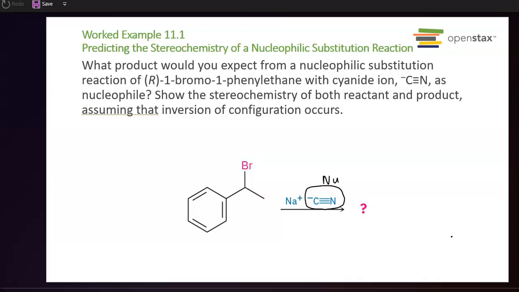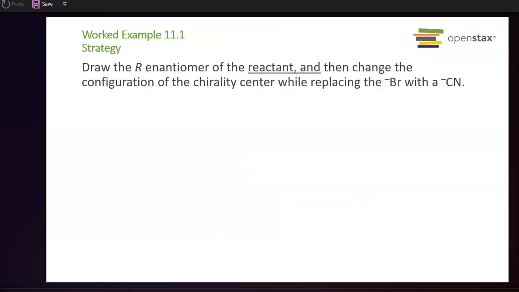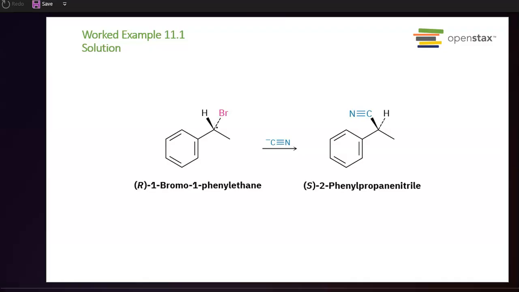So if we write this in a three-dimensional structure, if we had this Br going to the back and hydrogen coming out at this chiral center, and you react it with cyanide, then the product is where the Br is replaced by the cyanide, but also inversion of stereochemistry has taken place.